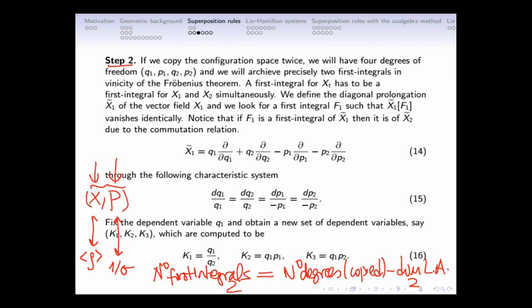So at least I have to copy the system once, so I have 4 degrees of freedom, and 4 minus 2 gives me 2. I could copy more times, but it's just going to make it more difficult to integrate such vector field copies so many times, but I could get more first integrals and choose what I want to use. But since I only need 2, if I have 4 degrees of freedom, I'm done.